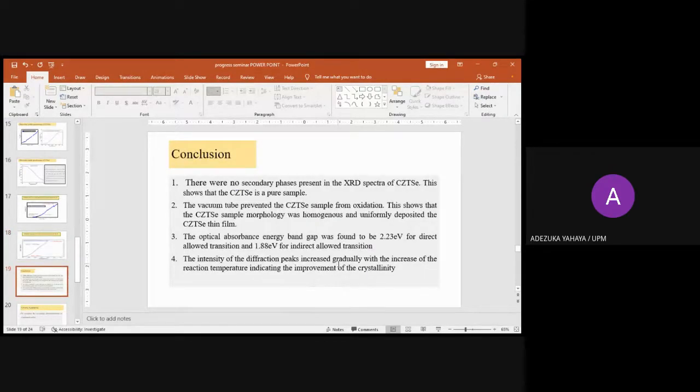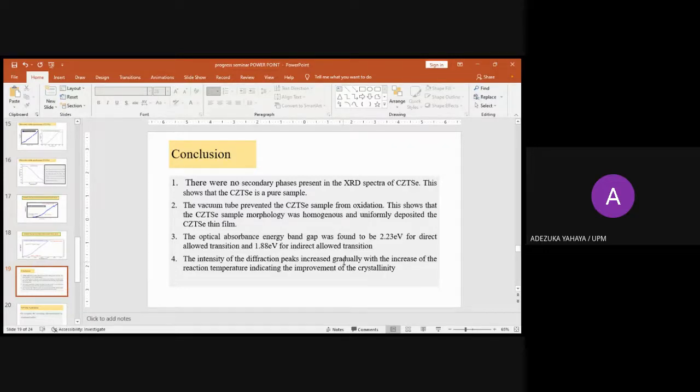So, conclusion: there were no secondary phases present in the XRD spectra of Cdtsc. This shows that the Cdtsc is a pure sample, and the vacuum tube prevented the Cdtsc sample from oxidation. This shows that the sample morphology was homogeneous and a uniformly deposited thin film.